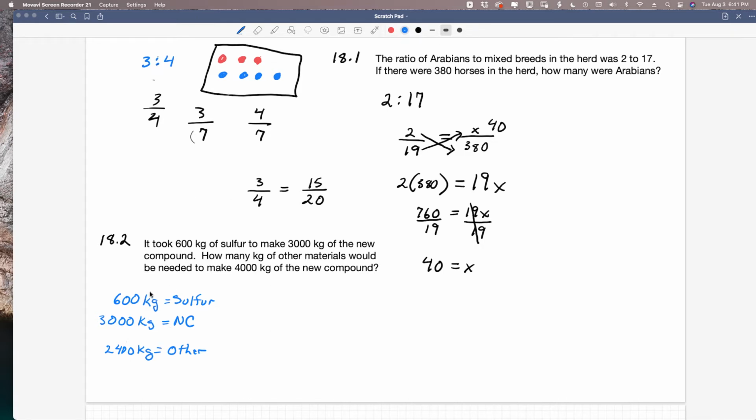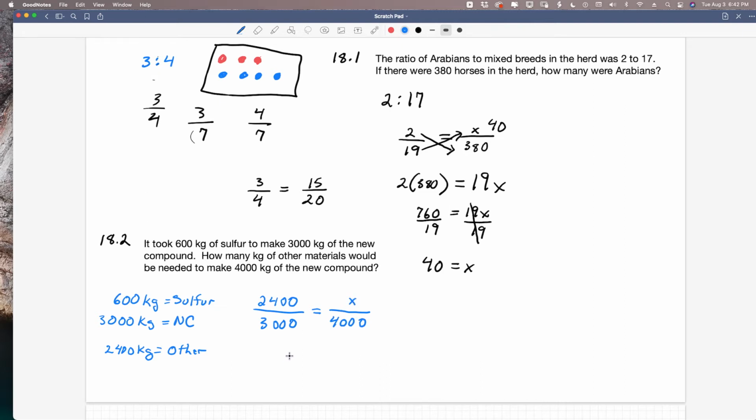Okay, so we can see that the difference here is 600 to 2,400, which equals the 3,000 total. So it's kind of nice of them to give us the total so we didn't have to make that connection ourselves. All we had to do was find the difference in order to find the other materials. So now they're asking us how many of the other materials would be needed to make the 4,000 compounds. So all we have to do is set up our fraction of the other material total over the total of all the materials, and then put in our new total of all the materials and solve for x.